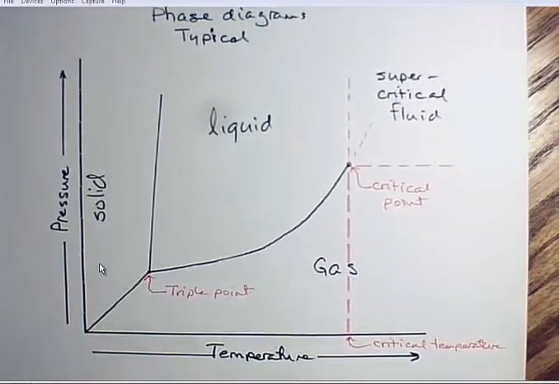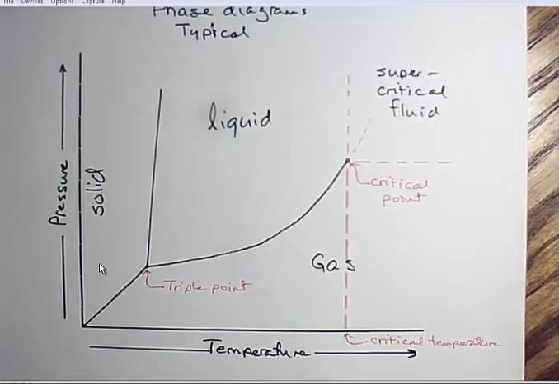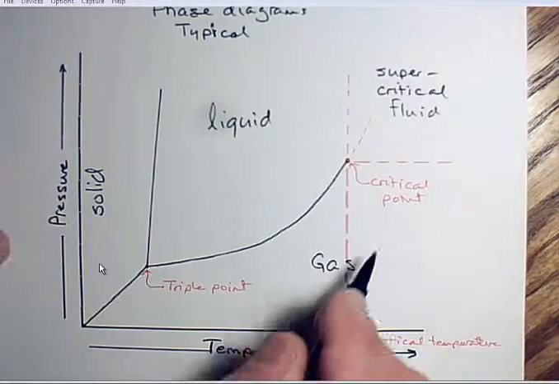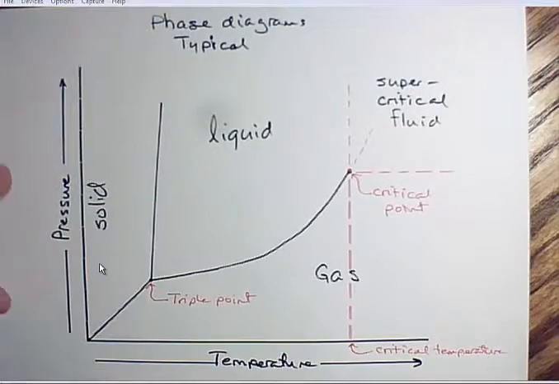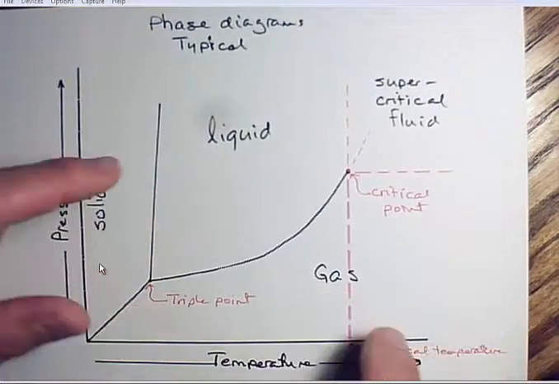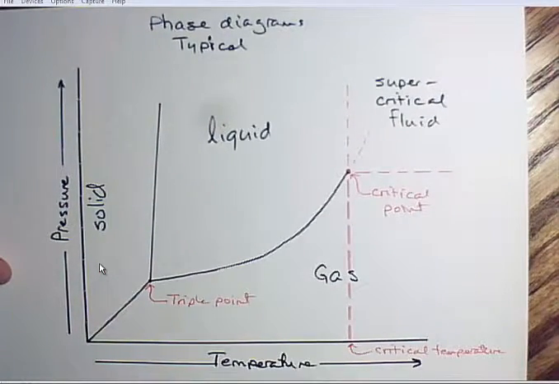Now, I want to be as clear as I can. Fluids means it's something that can flow. Both liquids and gases can flow. So this is a region where we have something a little bit different from a liquid, a little bit different from a gas, and it's called a supercritical fluid.